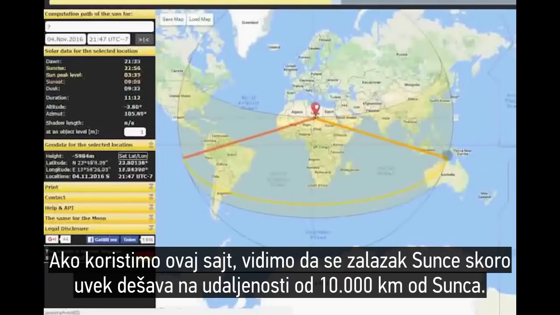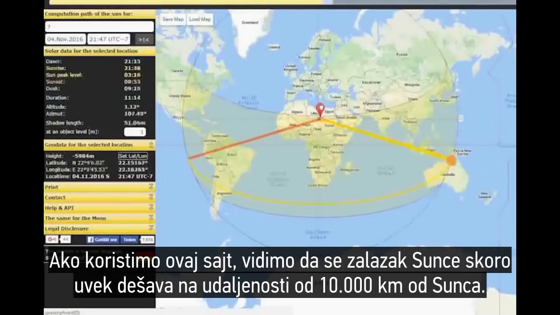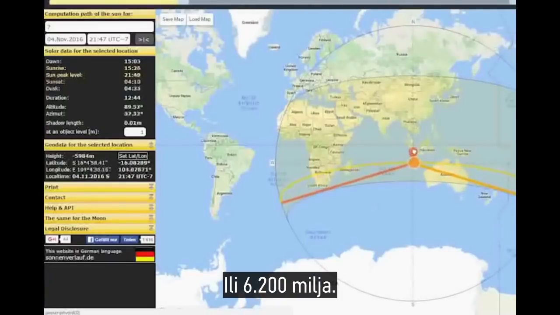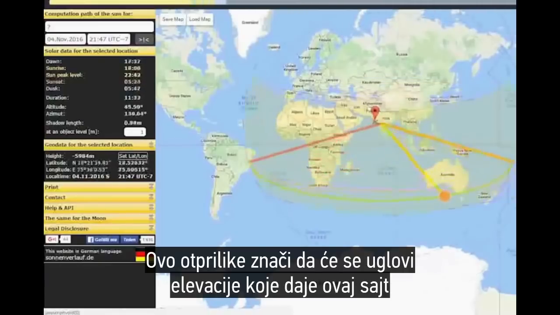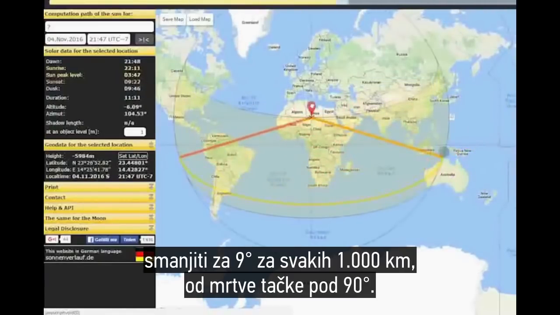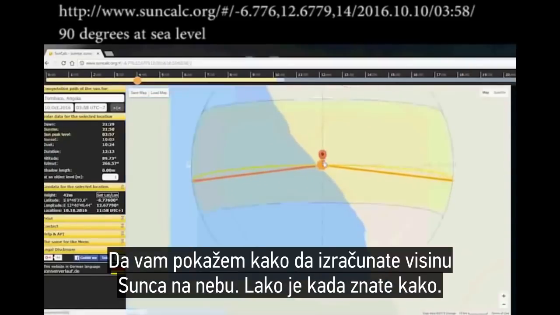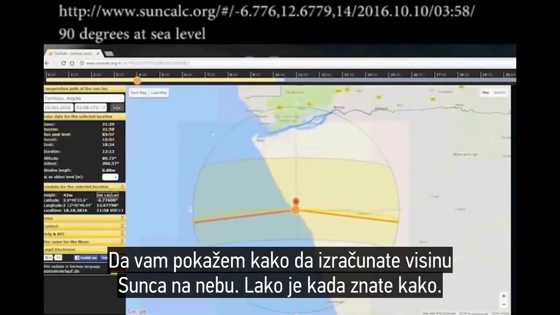If we use this site, we can find out that the sunset almost always happens at 10,000 kilometers away from the sun, or 6,200 miles. This means roughly the elevation angles the site gives you will go down 9 degrees for every 1,000 kilometers from 90 degrees dead center. You can test this yourself. There will be some variations. Let me show you how to calculate the sun's height in the sky. It's easy when you know how.